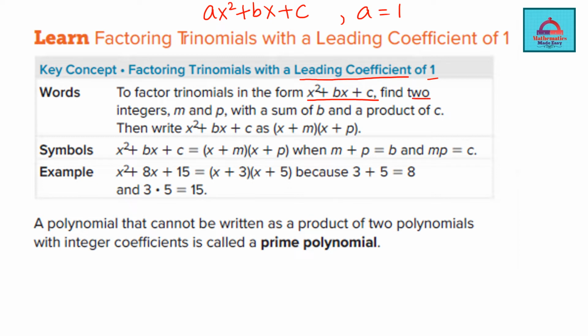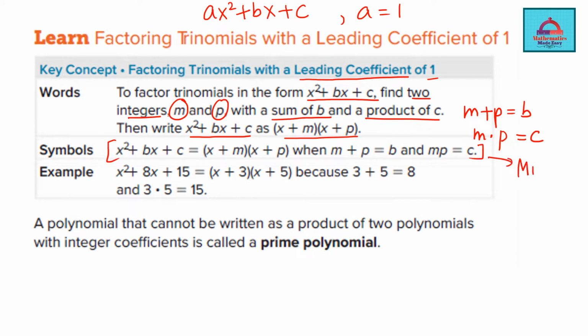So you have to find the two integers m and p such that the sum m plus p equals the middle term, which is b, and m multiplied with p is the last term, which is c. So sum of b and product of c, and then you can write this as factored form x plus m multiplied with x plus p. This is something which you have to remember. This method also has another name called middle term splitting.